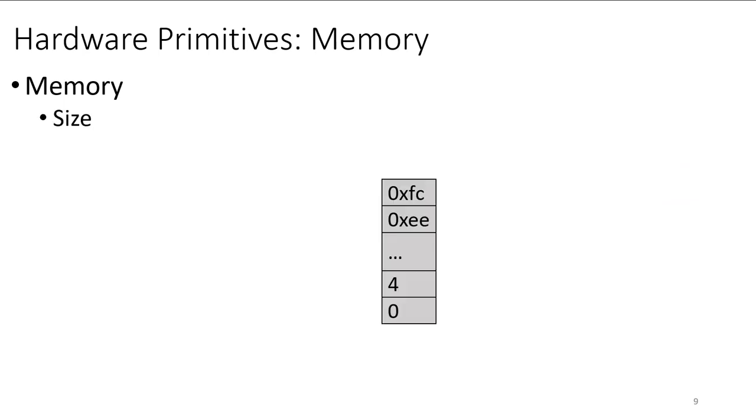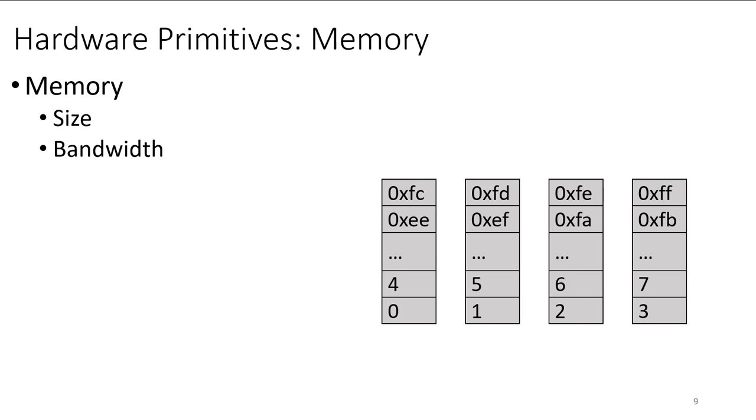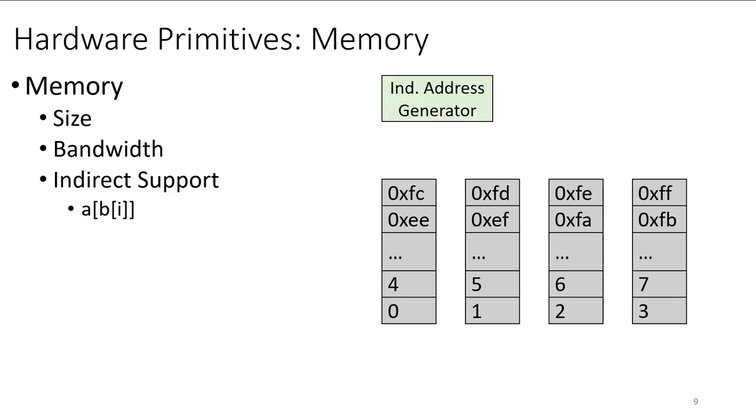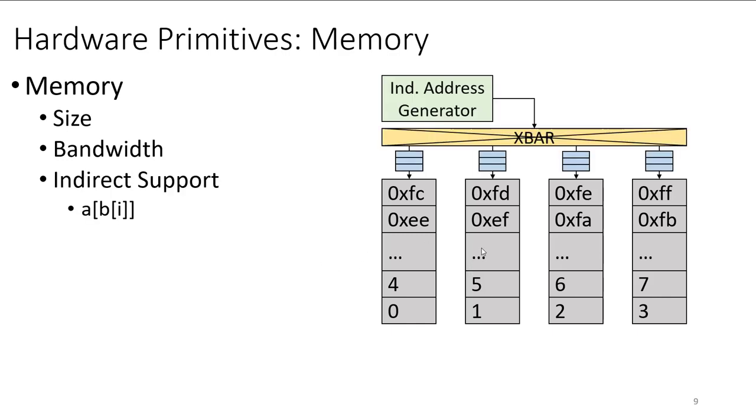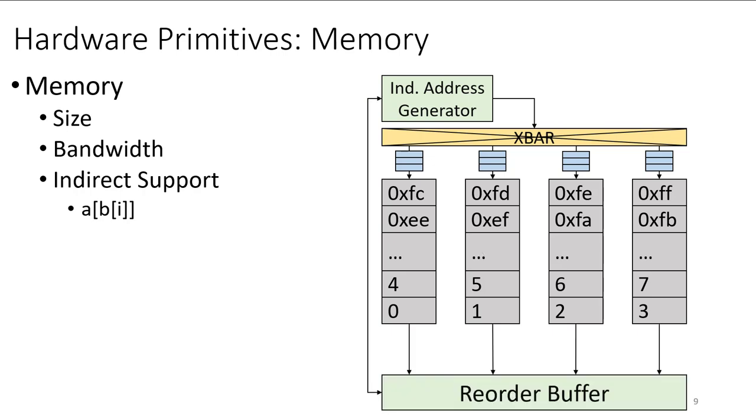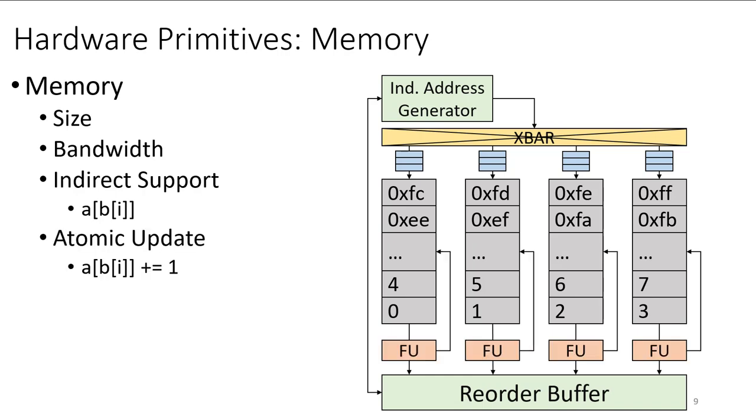Another parameterizable component is the memory. The capacity and the bandwidth are very basic parameters. An advanced feature is to support parallel indirect memory access, which is a very common idiom. We add a crossbar to route the request to the corresponding bank and the reorder buffer. Furthermore, we can optionally support atomic updates by adding functional units to banks in situ.